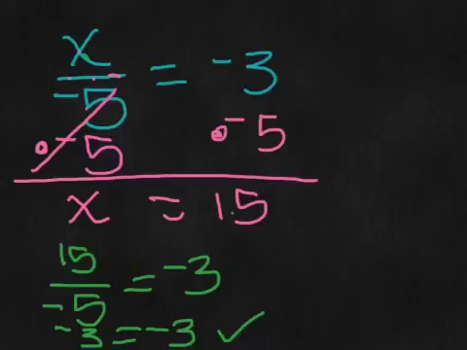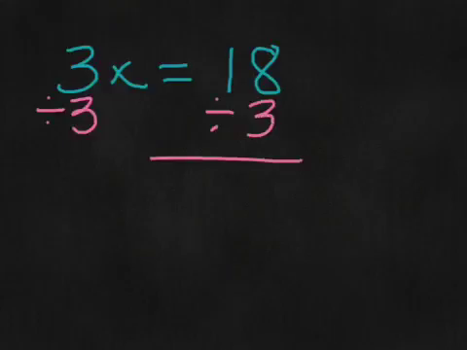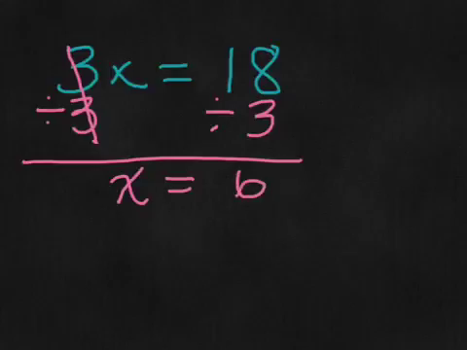Last example: 3x = 18. What's my variable? x. What's with it? Times 3. How do I undo times 3? I divide by 3. What I do to one side of the equation, I must do to the other. Why did I do divided by 3? Well, I'm trying to undo the times 3. So I'm left with x on the left, and on the right, 18 divided by 3 is 6.